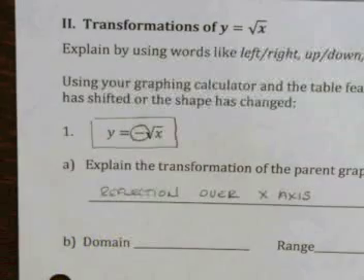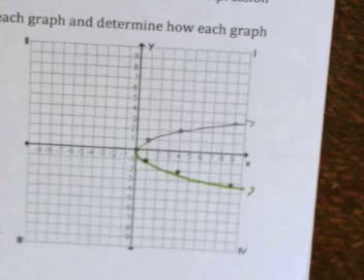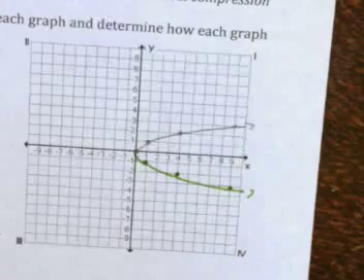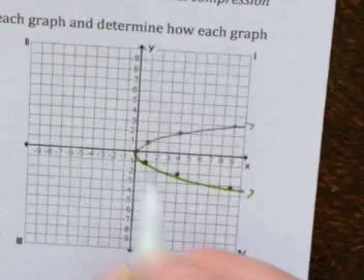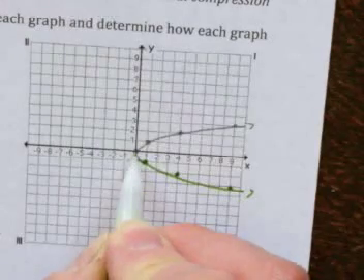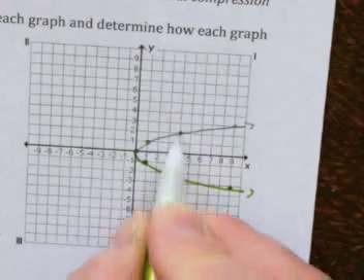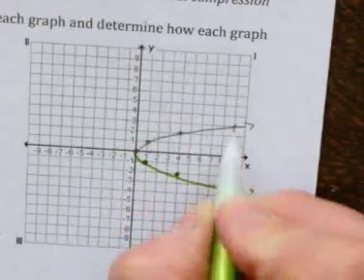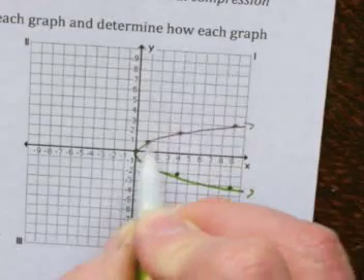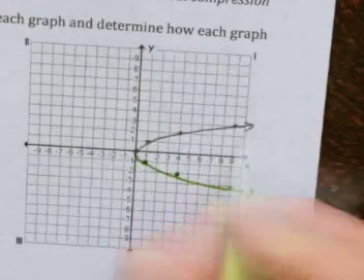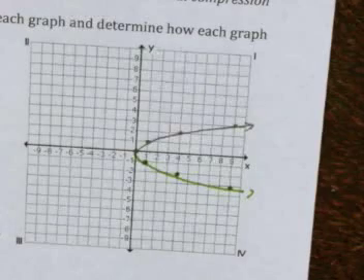So what I'm going to do before I answer these questions is graph the parent square root function. And you'll see I plotted the points (0, 0), because the square root of 0 is 0. The square root of 1 is 1, and the square root of 4 is 2, and the square root of 9 is 3. So what you see graphed in pencil is my parent square root function.